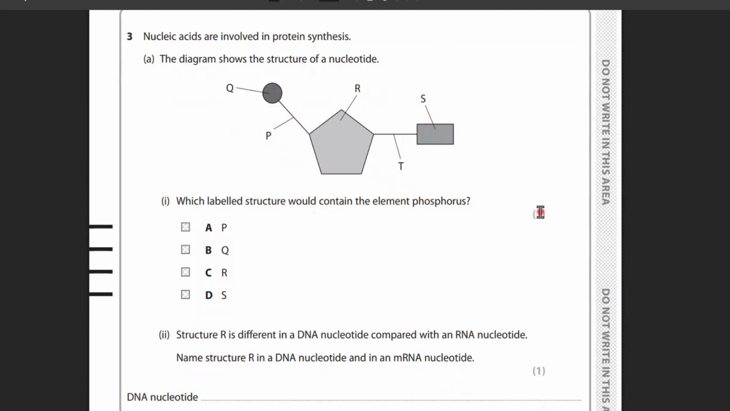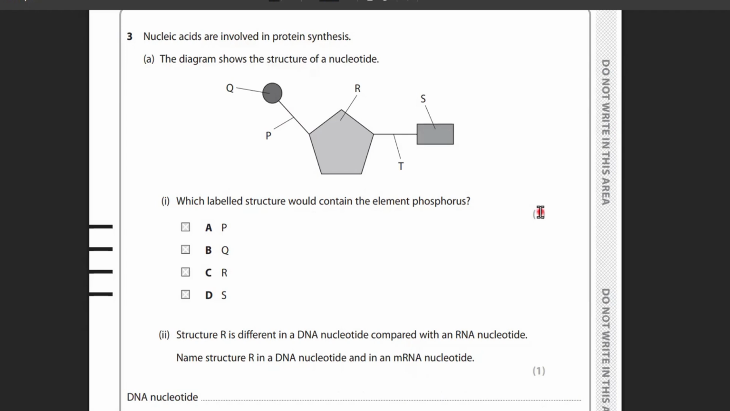Which labeled structure would contain the element phosphorus in this nucleotide? So which of these parts contains the element phosphorus, elemental symbol P? Is it going to be the circle? The pentagon? The rectangle? Well, hopefully you know all of these off by heart by now. The circle is the phosphate group. The pentagon is the pentose sugar, which its specific name depends on which nucleotide we're dealing with. And then the rectangle is called a nitrogenous base.